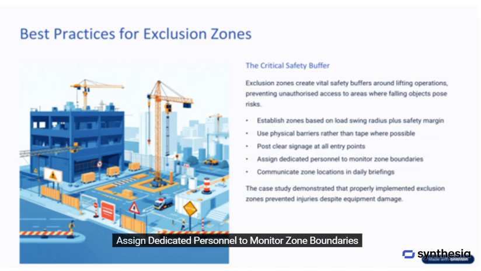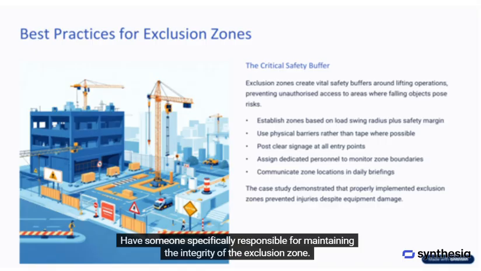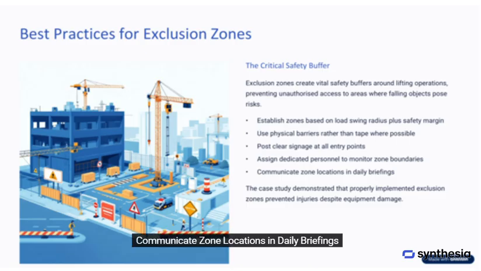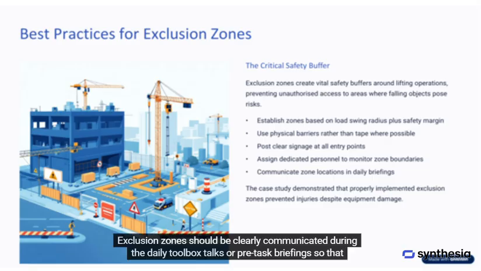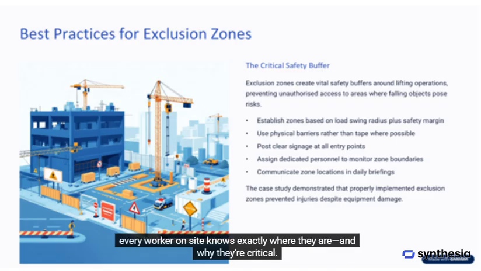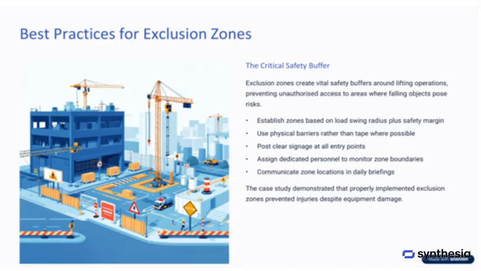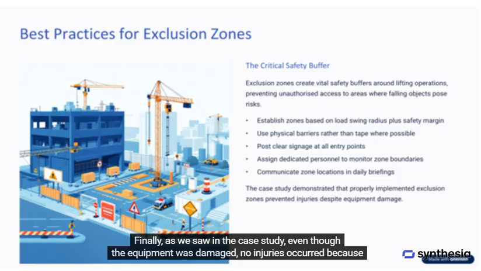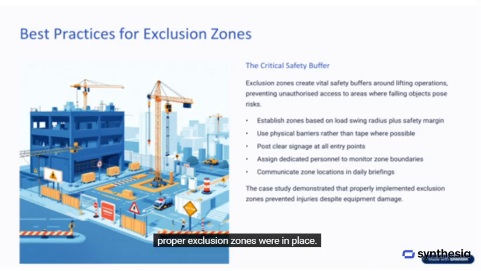4. Assign dedicated personnel to monitor zone boundaries. Have someone specifically responsible for maintaining the integrity of the exclusion zone. They should prevent any unauthorized access and monitor the surroundings during the lift. 5. Communicate zone locations in daily briefings. Exclusion zones should be clearly communicated during the daily toolbox talks or pre-task briefings so that every worker on site knows exactly where they are and why they're critical. Finally, as we saw in the case study, even though the equipment was damaged, no injuries occurred because proper exclusion zones were in place. That's the power of proactive safety planning.